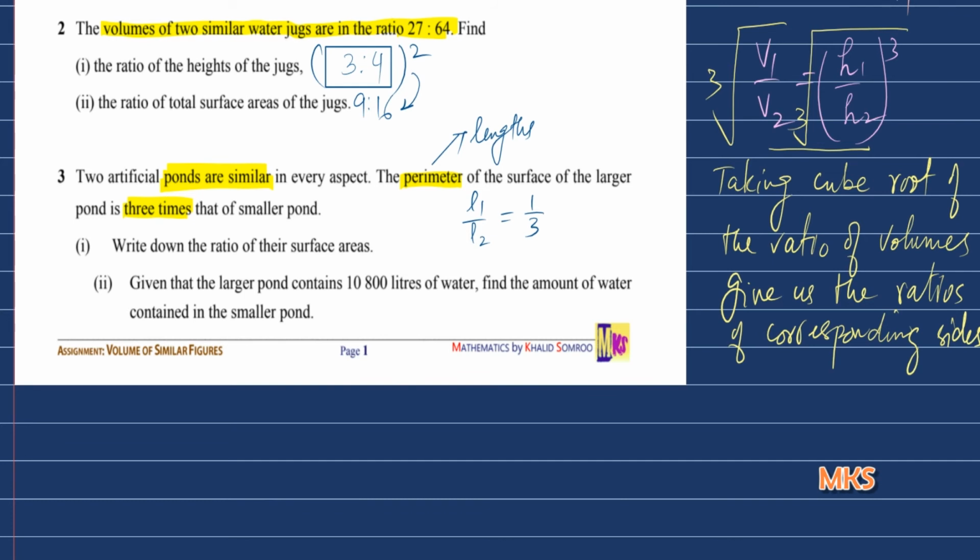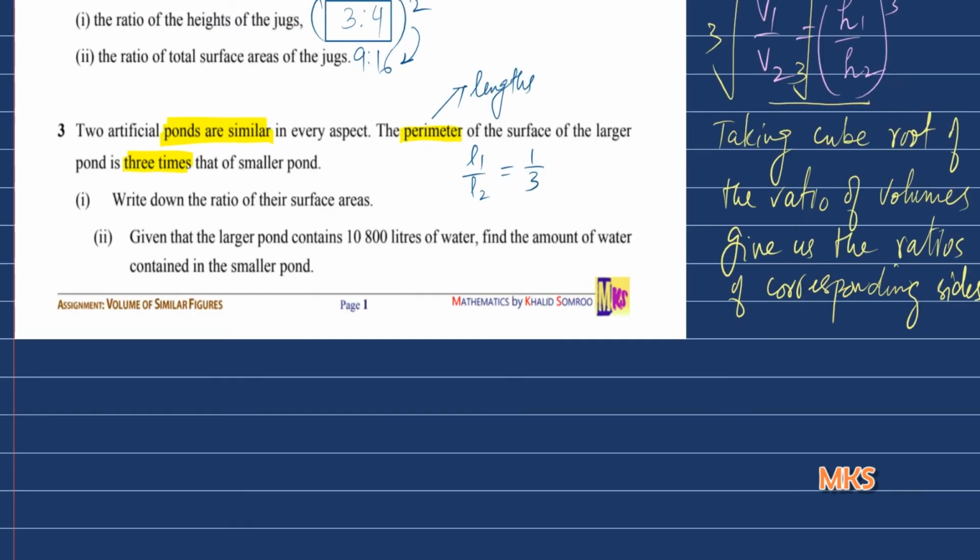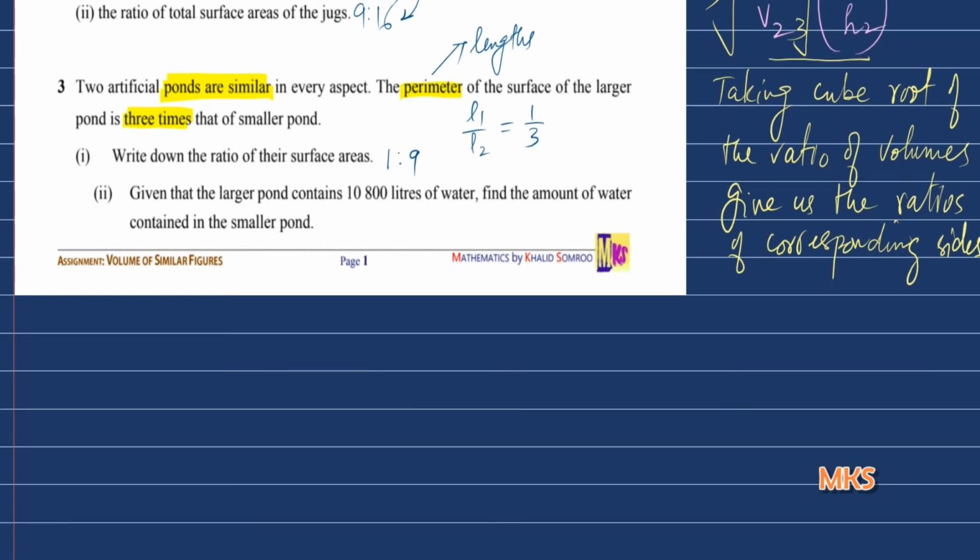So this is indirectly telling us the ratio is 1 over 3, and the question is to write down the ratio of their surface areas. In case of areas we take square of lengths, that will be 1:9. Simply you will take the square of the ratio of their lengths. Given that the larger pond contains 10,800 liters, meaning the volume. Find the amount of water contained in the small pond.